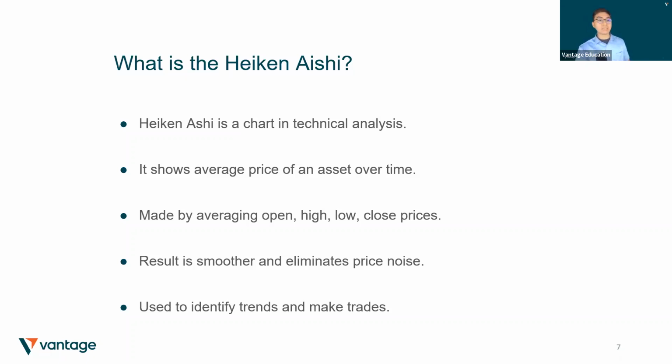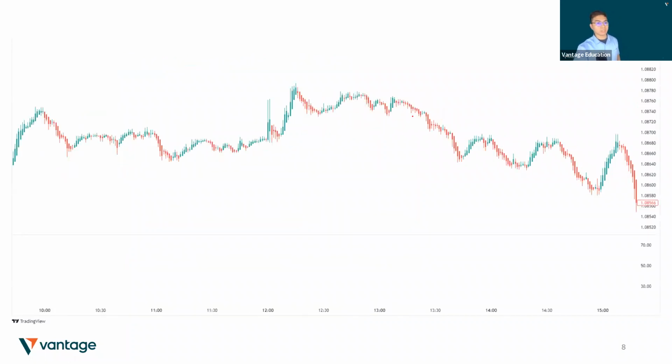So when you look at the Heiken Ashi chart, it looks slightly different from how a candlestick chart actually looks. It's going up, it's all green, there's no red. If it's going down, then it's fully red.